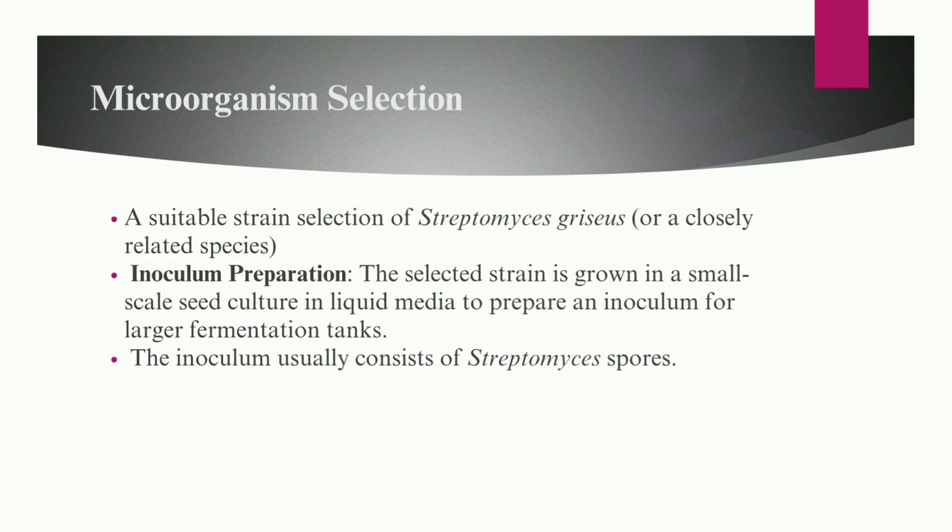And next, inoculum preparation. The selected strain is grown in a small scale seed culture in liquid media to prepare an inoculum for large fermentation tanks. The inoculum usually consists of Streptomyces spores or a small amount of liquid culture containing active bacteria.